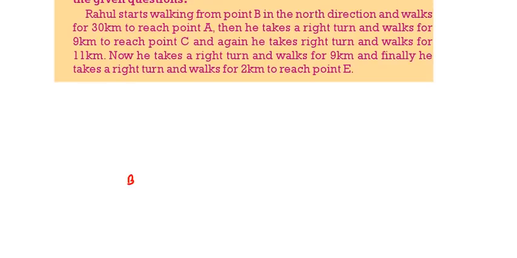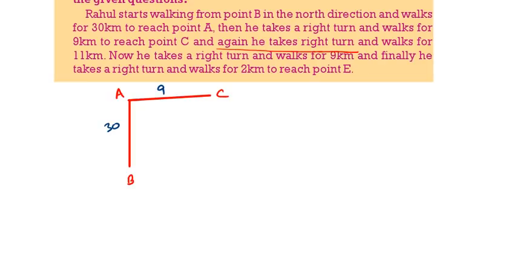Now Rahul starts from point B. Suppose this is B. He is walking in the north direction to reach A, and this is 30 kilometers. Then he takes right turn. From A he is taking which turn? Right turn. Walks for 9 kilometers to reach C. This is point C. Then again he takes right turn.